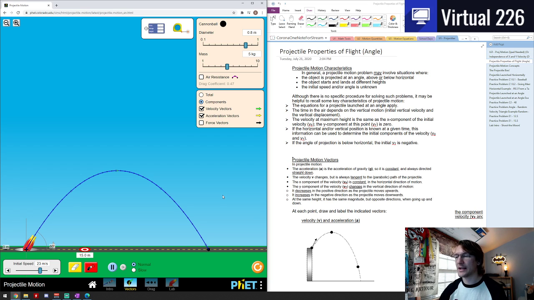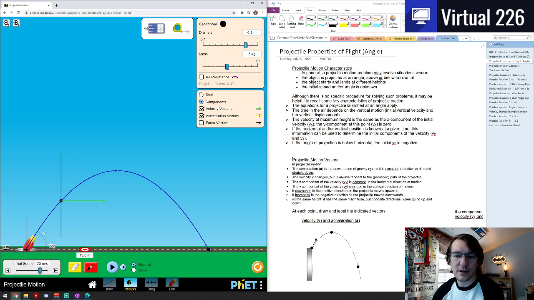Now, one of the things that is kind of weird when talking about projectile motion is that the x velocity and y velocity are independent. They have nothing to do with one another. So let's just fire this cannon again, and we'll take a look at the velocity vector and then the acceleration vector. So fire. And let's just watch that again, then pause it.